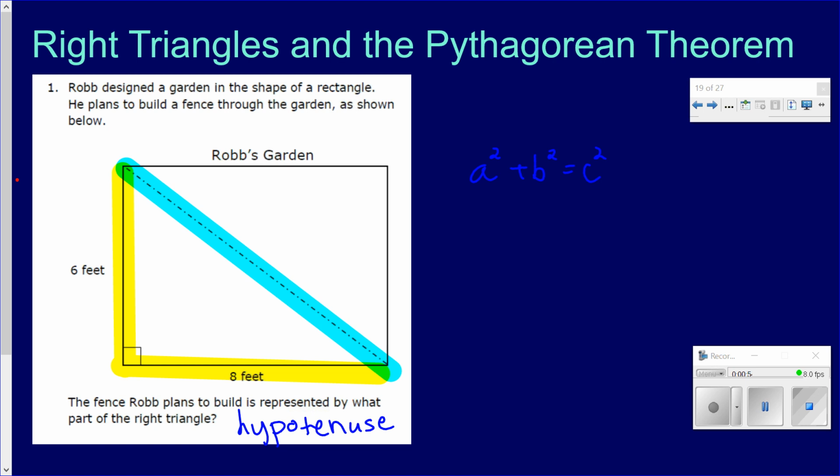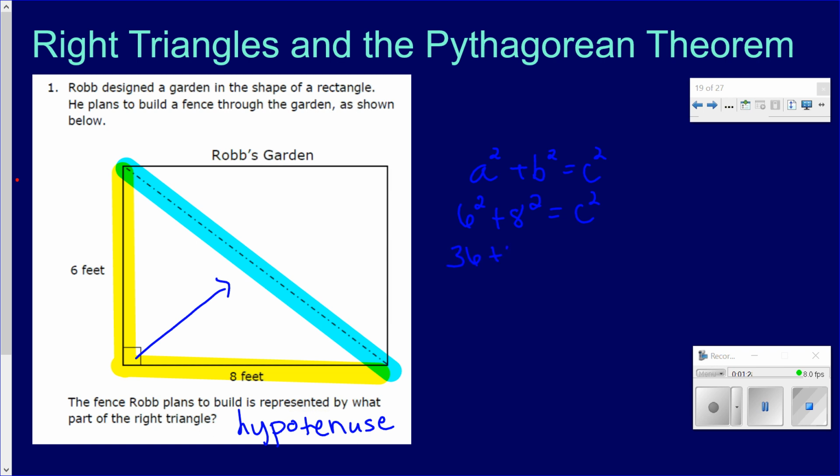So Rob designed a garden in the shape of a rectangle. He plans to build a fence through the garden as shown below. So we have our dotted line here, which is across from our right angle. Since you already know we're solving for our hypotenuse, I'm going to do 6 squared plus 8 squared, and this will give me c squared, the square that would be found off of the hypotenuse or the longest side of our triangle.